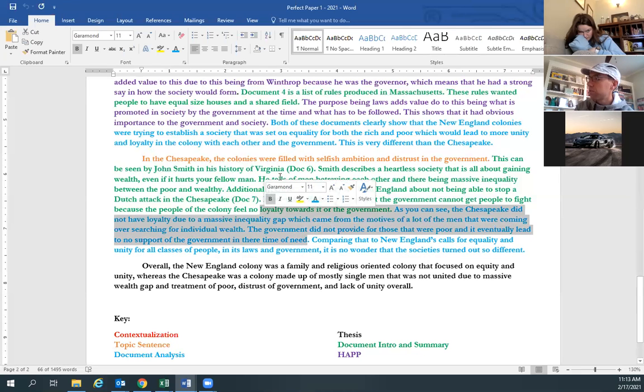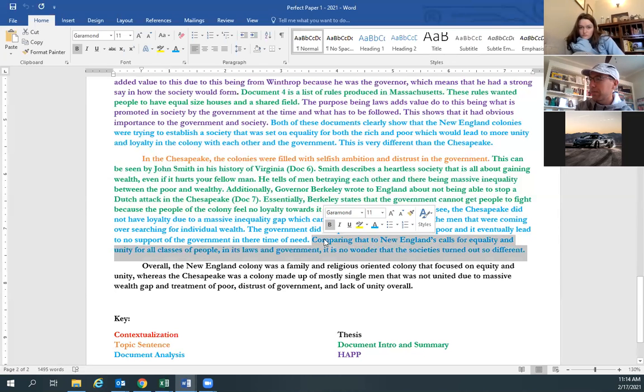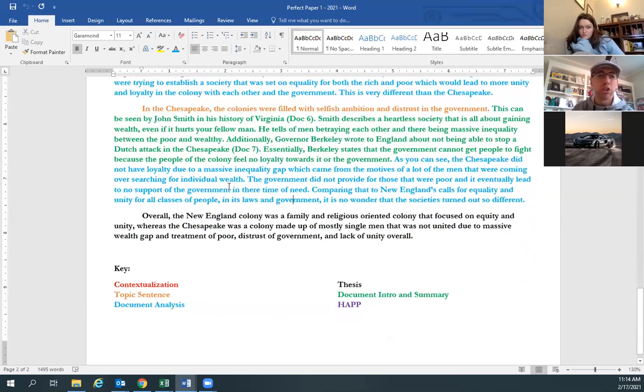Again, we're talking about documents 6 and 7. But now comparing that to the New England calls for equality and unity of all classes of people, which is back up here on this document, in its laws and government, it's no wonder that the societies turned out so incredibly different. So I make a reference back to these other analyses that I did up here, which you're allowed to do. And in fact, eventually I'm going to encourage you to do that.